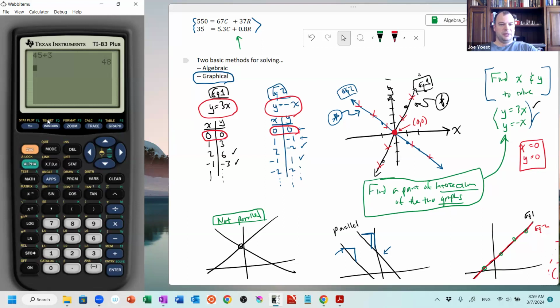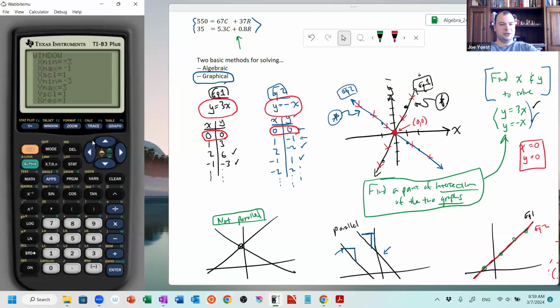But you might have noticed that up here, just under the window, there is this set of 5 buttons: Y equals, window, zoom, trace, and graph. So these buttons mostly control the graphing functionality of the calculator. So if I hit Y equals, let me clear some of this stuff out of there. That was from a different class. If I hit the Y equals button, the Y equals button is where I can enter the algebraic structure for my equations.